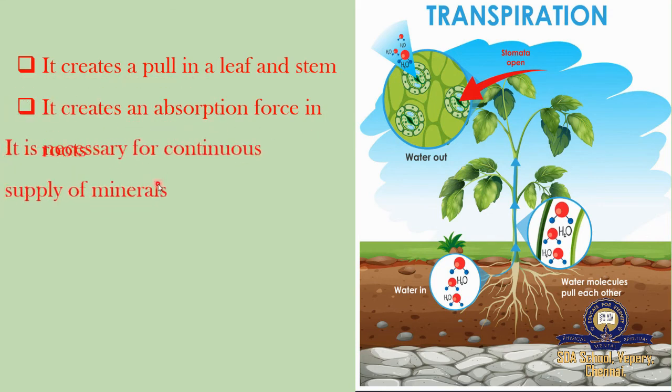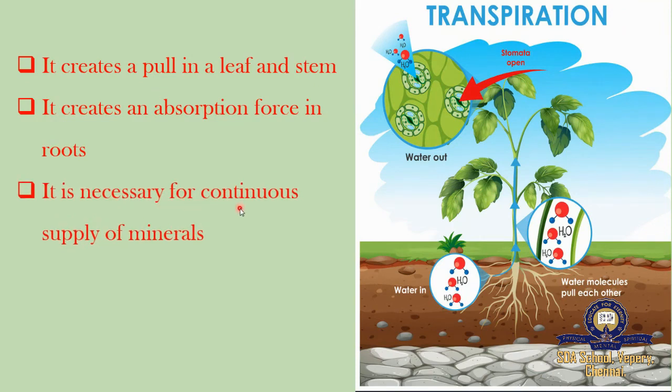And the third reason is that it is necessary for continuous supply of minerals. And the last reason why transpiration is necessary is it regulates the temperature of the plant. So these are the four reasons which tell why transpiration is necessary.